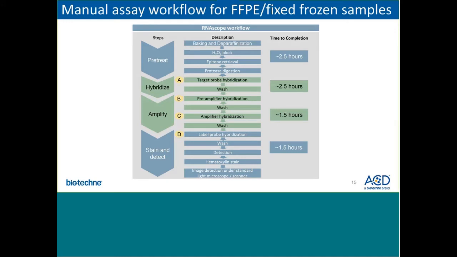The assays are completed in 4 major steps, which include pretreatment, probe hybridization, amplification, and detection. This particular workflow is for FFPE and fixed frozen samples, which require both a heat-mediated epitope retrieval and a protease digestion for pretreatment.